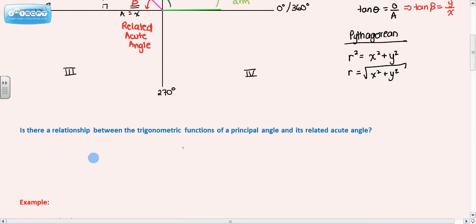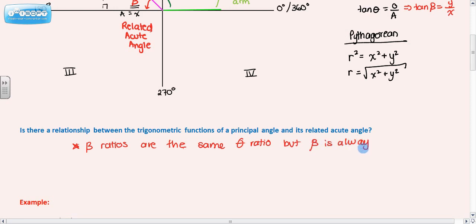So, how are they related? Beta ratios are the same as the principal angle ratio. But beta is always positive, whereas for theta, whether the ratios are positive or negative depends on the quadrant it's in, which we will learn in the next lesson.